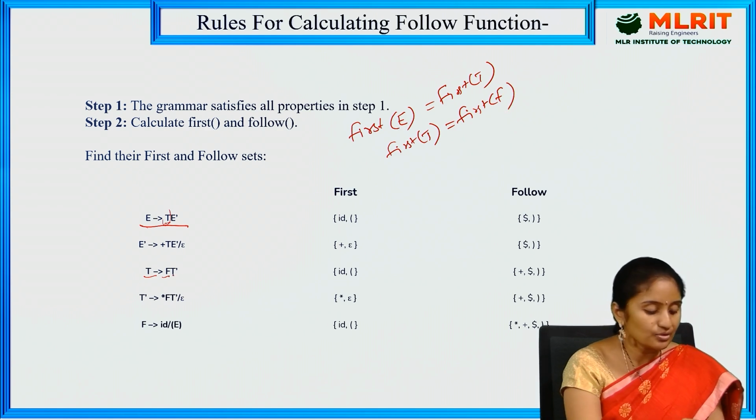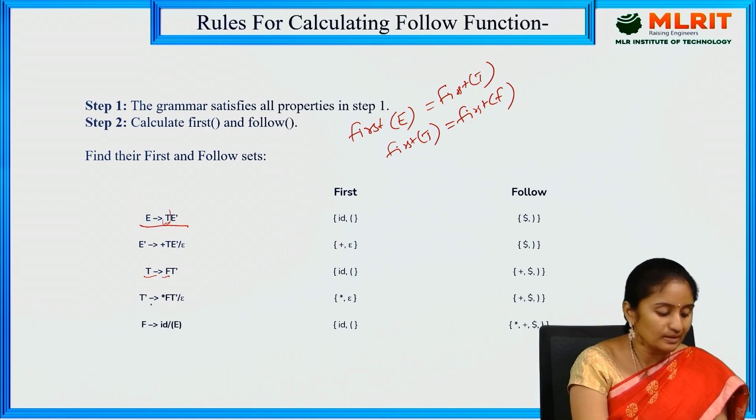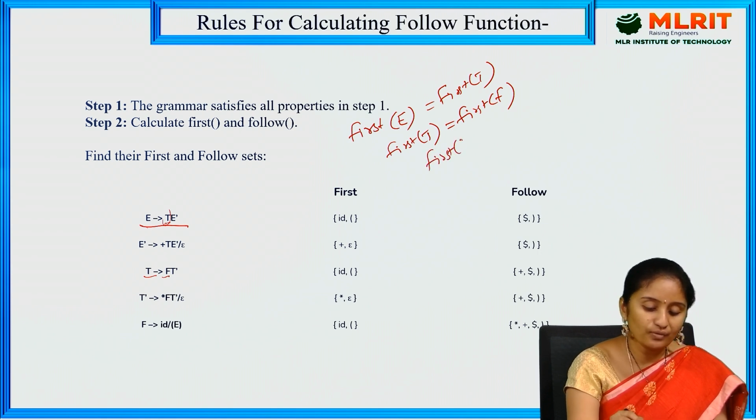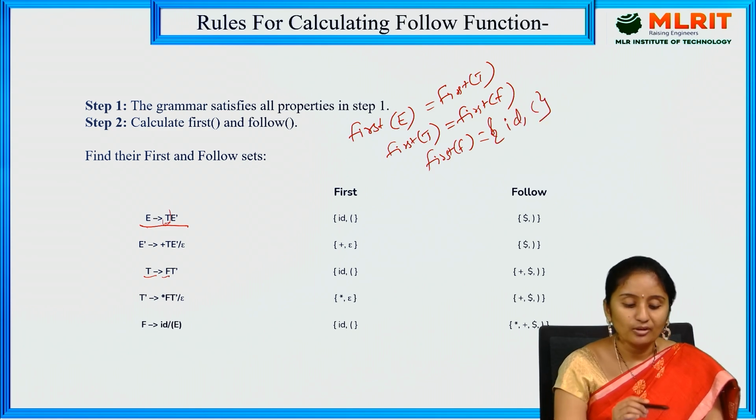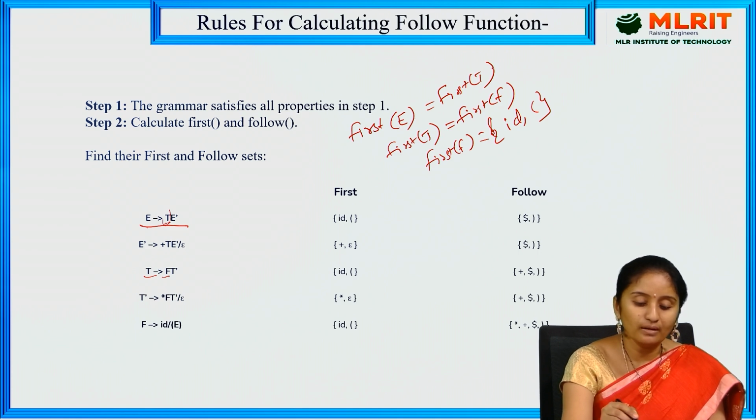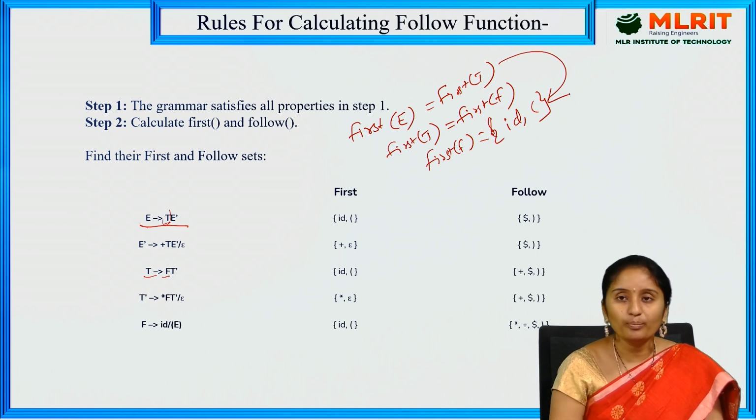Again first of F. First of F is also a non-terminal production, and first of F is ID, open bracket. So now first of E is nothing but ID, open bracket.